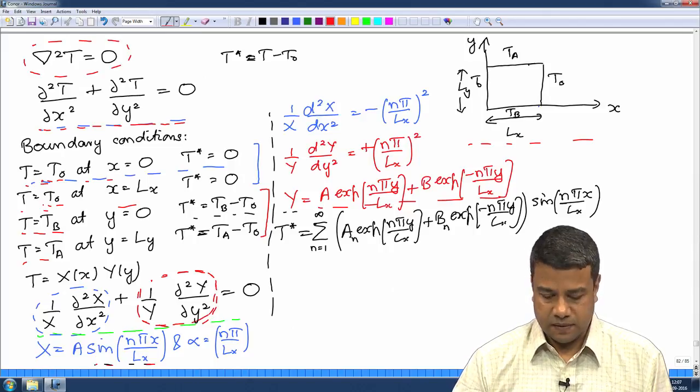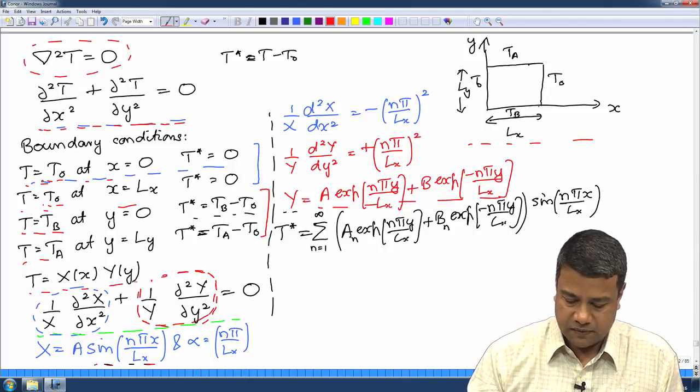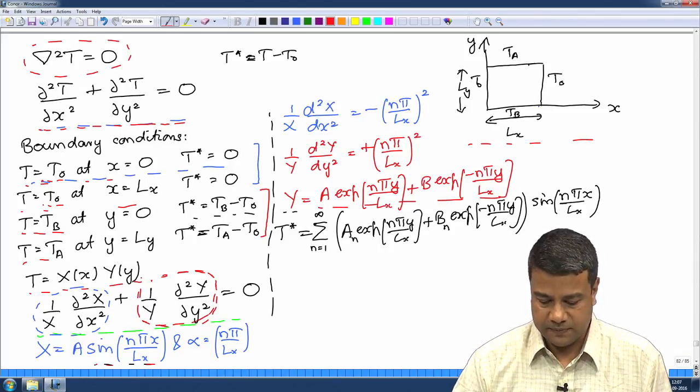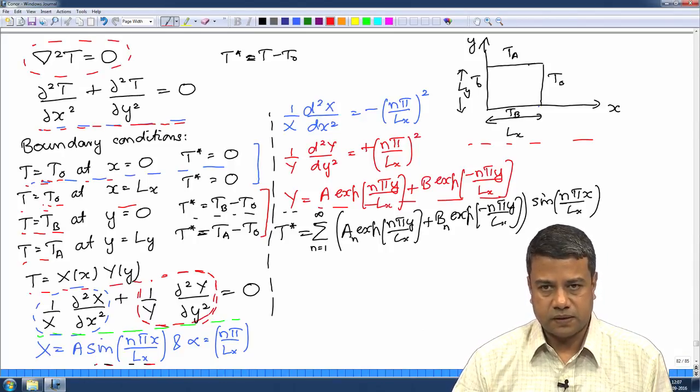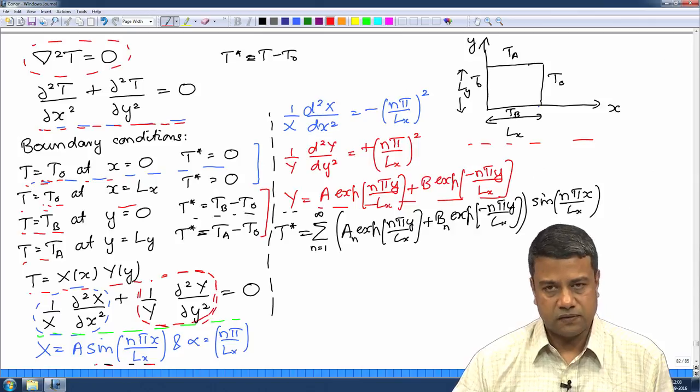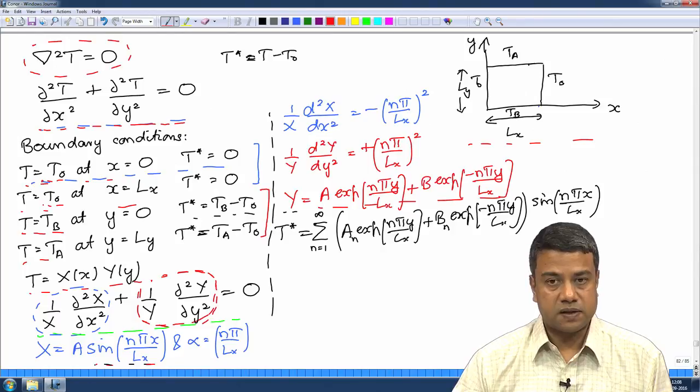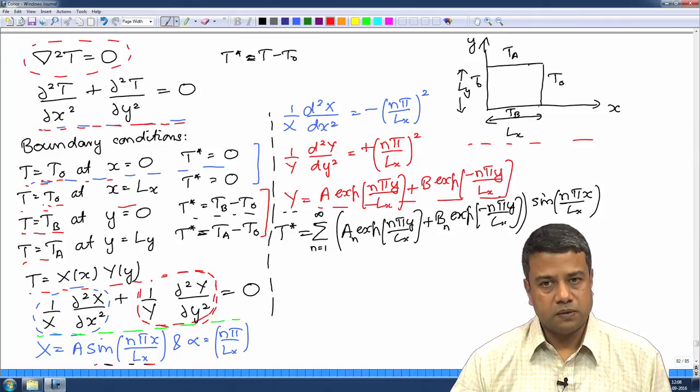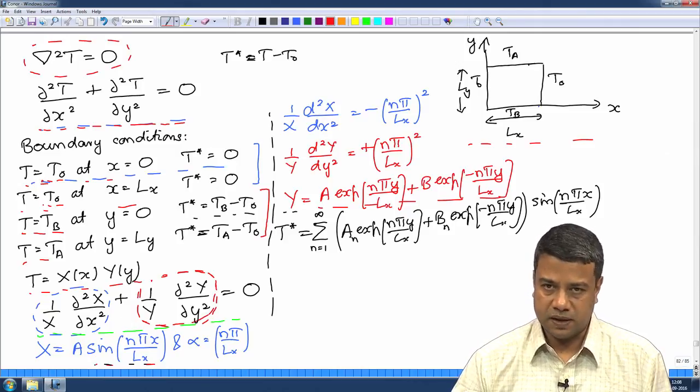We can use separation of variables where we write the temperature as some function of x times some function of y, put that into the conservation equation, and divide throughout by X times Y. We get an equation in which one term is only a function of x, and the other term is only a function of y. Therefore, both of these have to be constants. One has to be a positive constant, the other has to be a negative constant of equal magnitude, so that they sum to 0. Which one should be positive and which one should be negative?